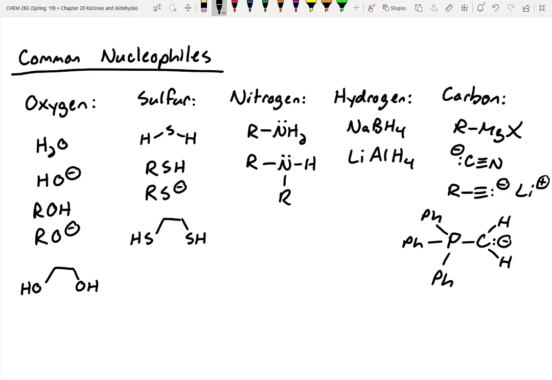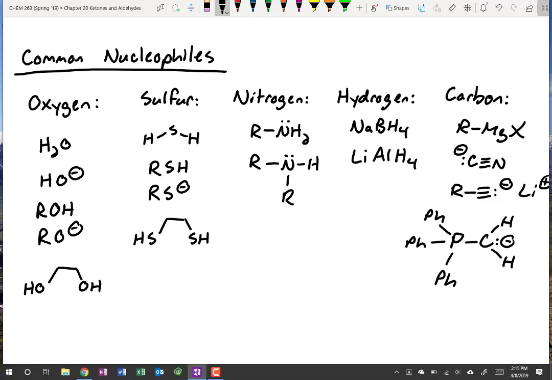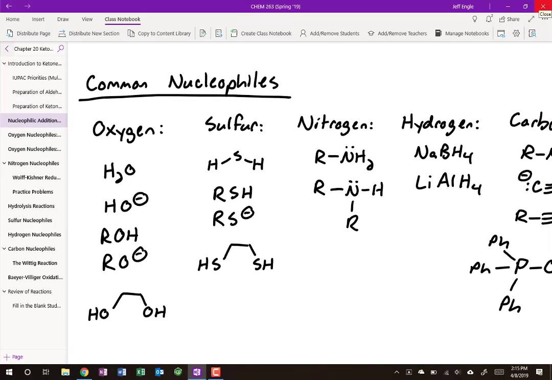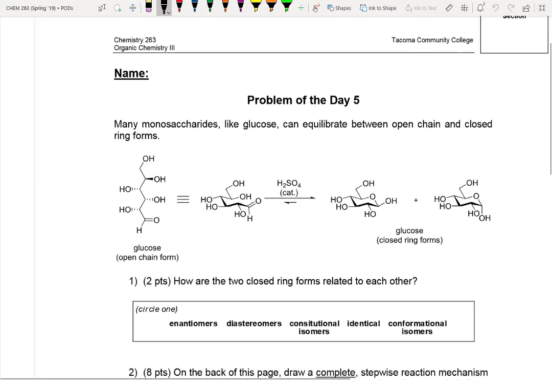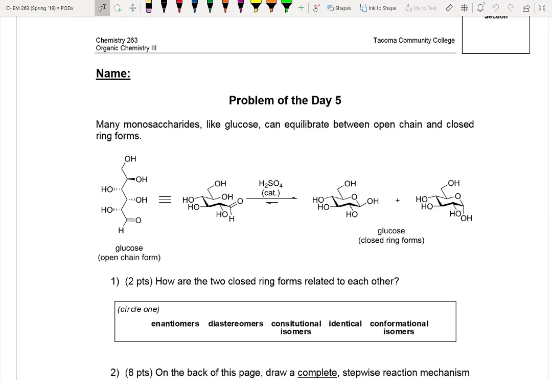There are a couple more minutes left. What I would do, if I were you, is take a look at your pod. So if we look at the pod, glucose can exist in an open and closed chain form, which is exactly what this pod is about. So glucose in its open chain form is on the left. We've got an aldehyde. Ta-da! And then if we think about this aldehyde, right, this basically is the exact same molecule kind of folded in a different orientation. We've got this aldehyde right here.